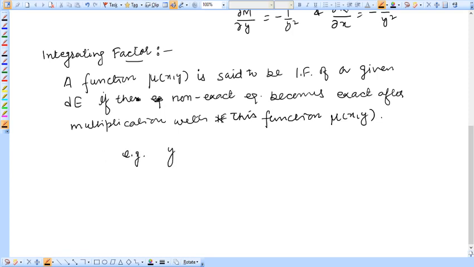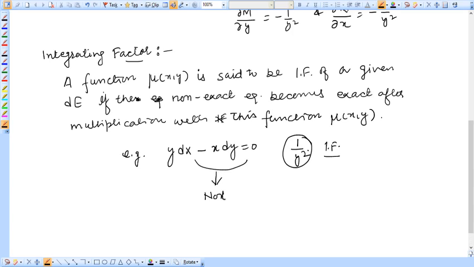For example, this equation is not exact, and we found out that 1 by y square is an integrating factor of this equation. Earlier it was not exact, and after multiplication with this factor, the multiplication made it exact. So that's why we call it an integrating factor.